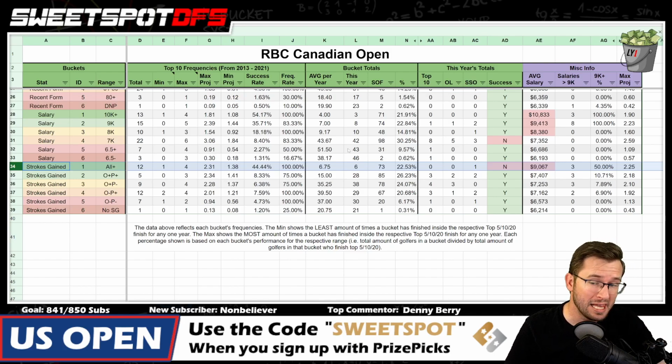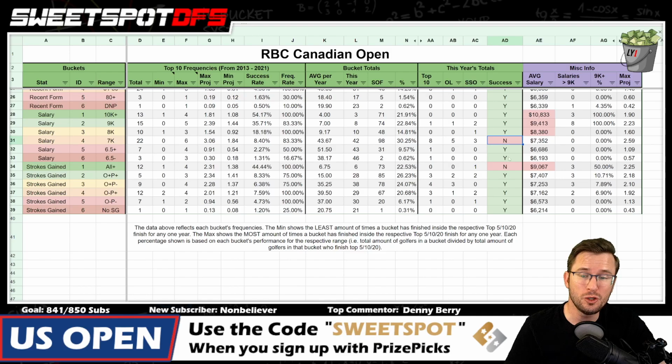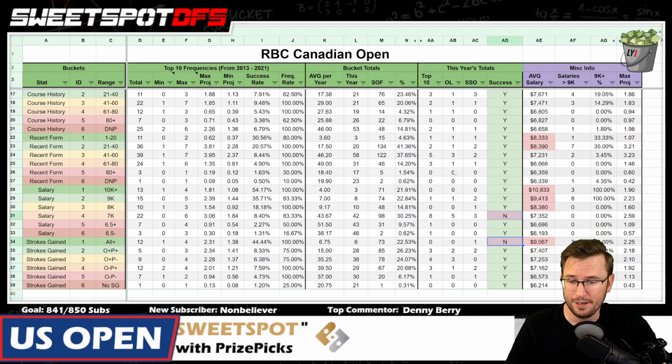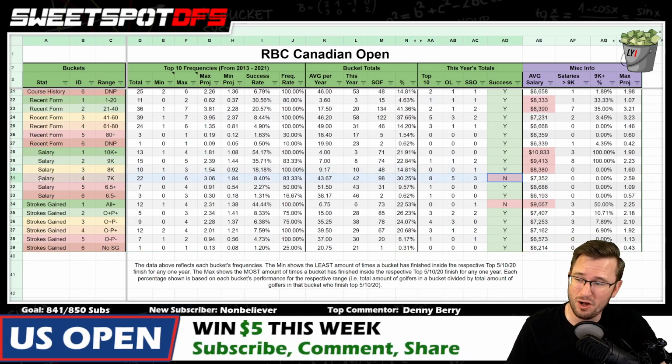So if we're tallying it up at home, you see 2 no's. And like I said, there's 36 buckets, so you do the math. There's 34 successful buckets out of 36. And the thing is, there were 8 golfers in the 7K range. You could have picked 3. You could have picked 2 and you'd have been just fine.